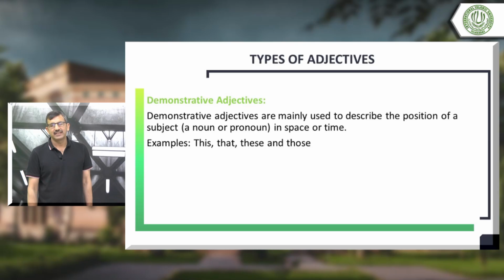The next type of adjective is demonstrative adjective. Demonstrative adjectives are mainly used to describe the position of a subject. It can be a noun or it can be a pronoun in space or time. For example, this, that, these, those. These are the examples of demonstrative adjectives.